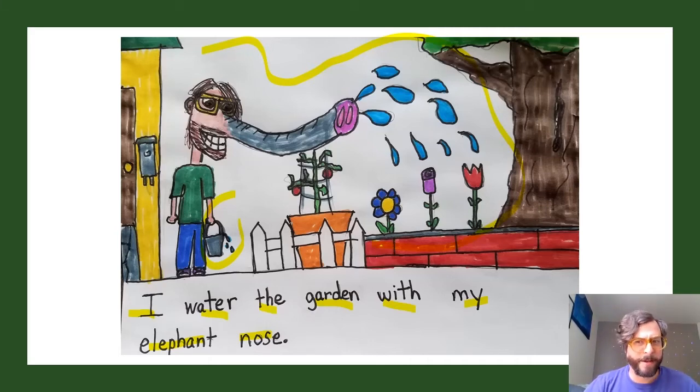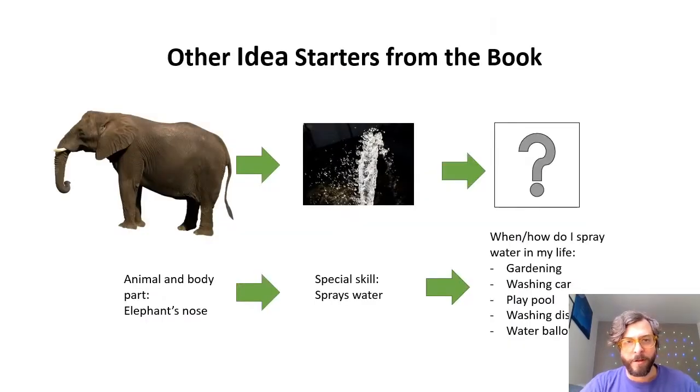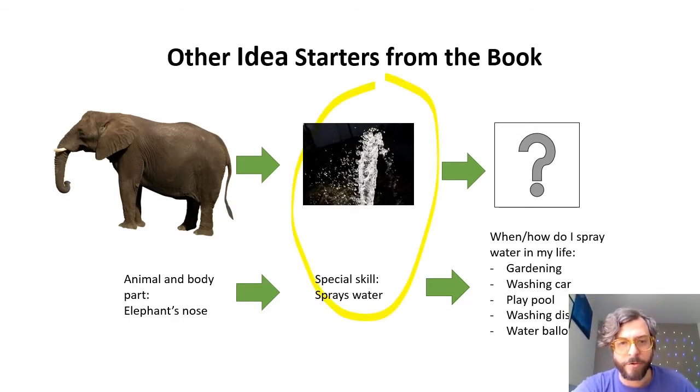Let's talk about how I came up with this idea, though, so you can think a little more on yours. So, idea starters. When we thought about the elephant, first we need to think of the animal and body part. So I chose the animal, elephant, and I chose its nose. Next, I wanted to think about, well, what does it do? What special skill does this nose have?